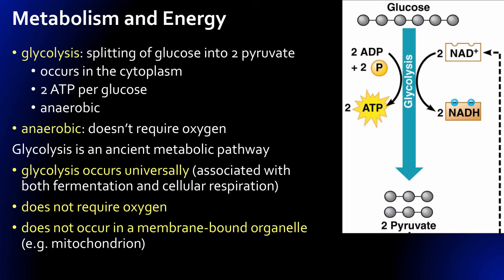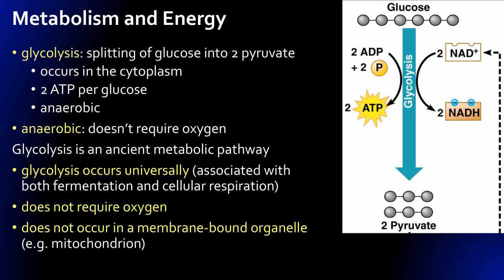Why do we think this? Well, glycolysis occurs universally. So it's associated with a process called fermentation that we'll need to learn about, and with cellular respiration. It doesn't require oxygen, and of course there wasn't free oxygen really available on the early Earth for us to be able to do this kind of thing.